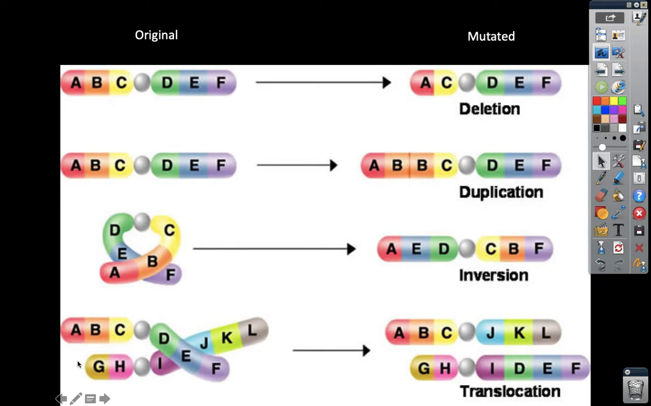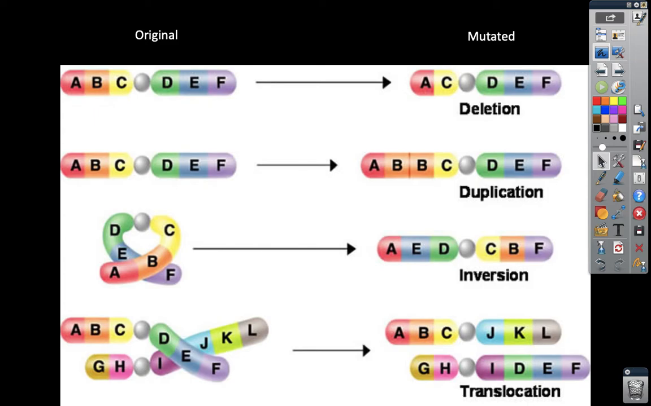Our last example is a translocation. Now, translocations should be the easiest to pick out because you have 2 chromosomes, whereas everything else above it had just 1 chromosome. So that's your clue. If you see 2 chromosomes, automatically know it's a translocation.